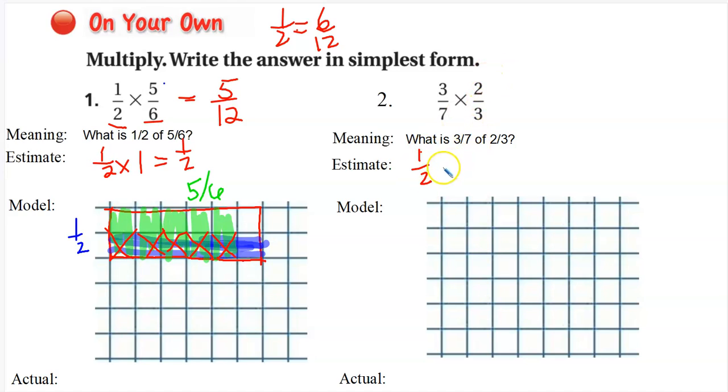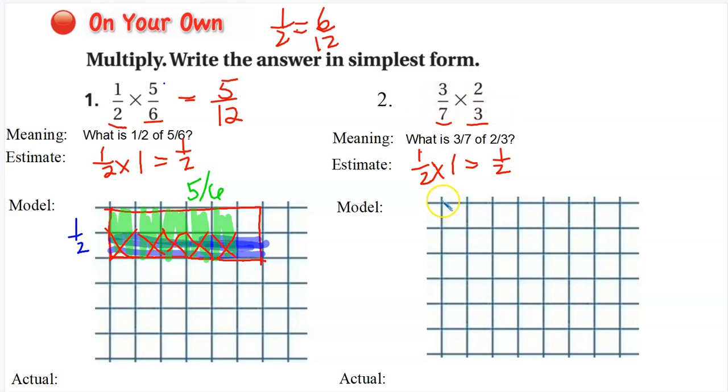And then the 2/3, right, I'm using the round up to 1, so 1/2 times 1. This also should be about 1/2. Okay, so I'm going to look at the denominators, and I'm going to draw my rectangle now, the number of squares in the denominator, because I know I need to have 7ths and 3rds.